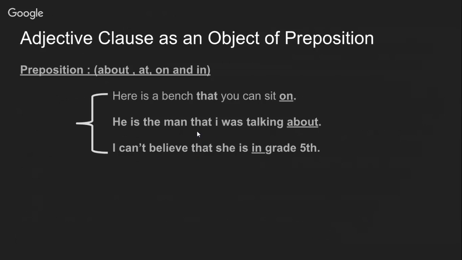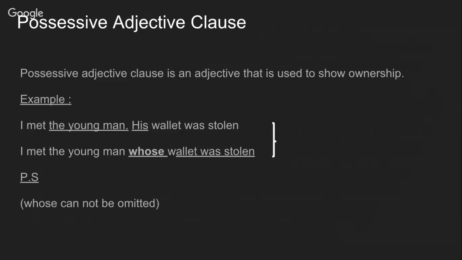He is the man that I was talking about. So I was talking about. There's about. You can see as a preposition as well. And I can't believe that she is in grade 5. So another preposition that you can use for adjective clause. So I think it's already clear, yeah? Okay, so the next.